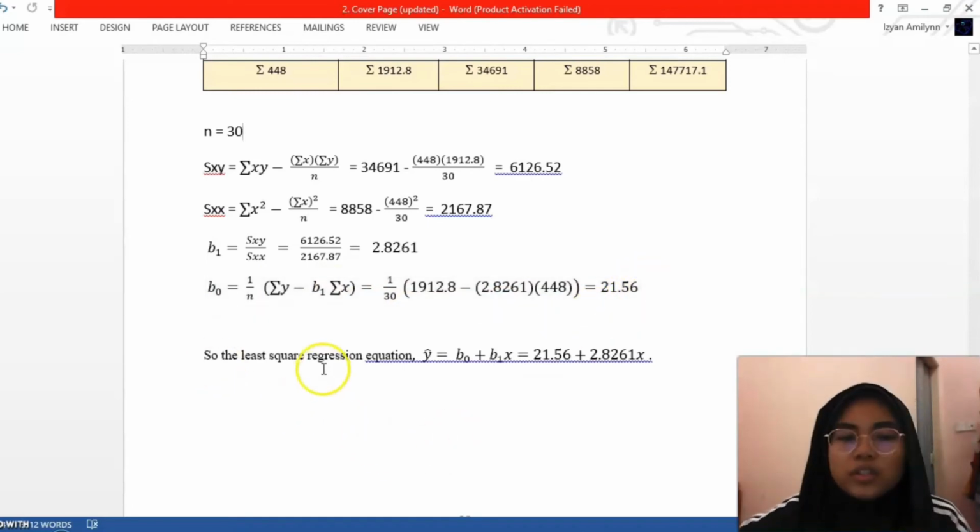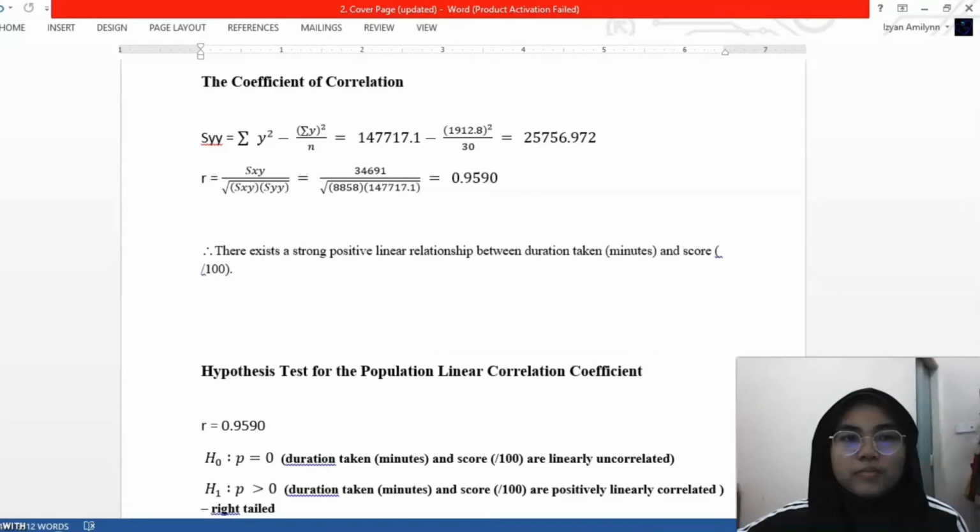The final value is 21.56. So the least square regression equation is here. This is how we get it. y equals b0 plus b1 x, so equals 21.56 plus 2.8261x.